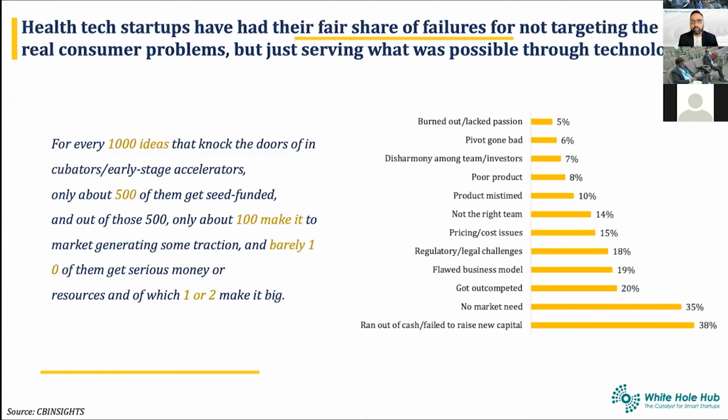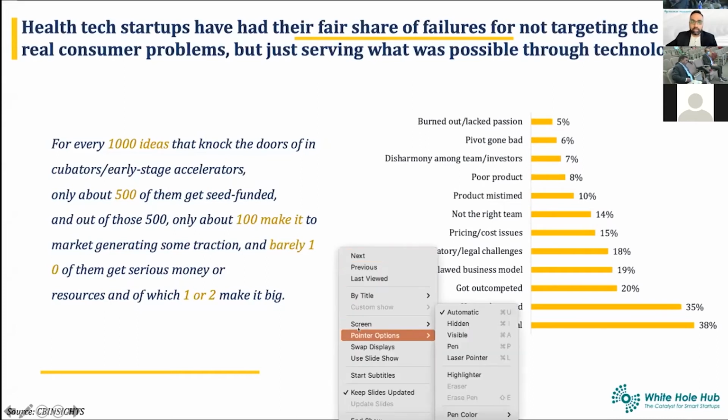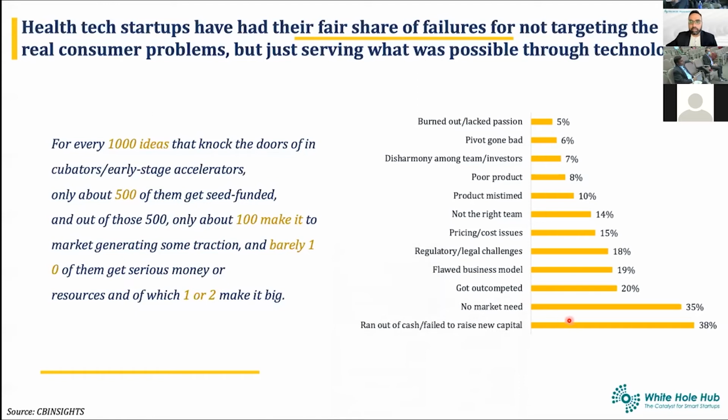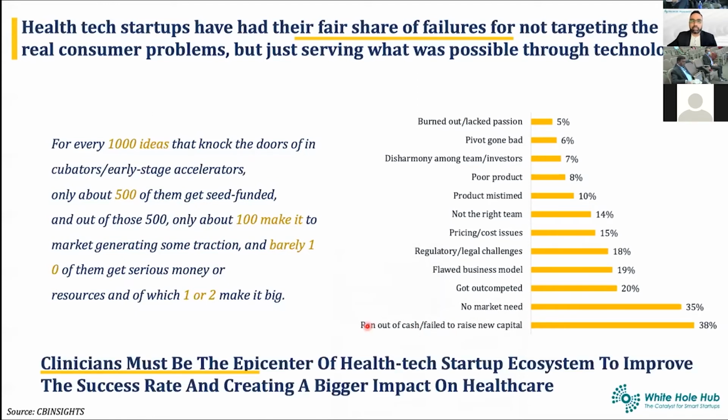35% of them are failing because whatever they are creating, the product or service, there's no market need for that. And of course, 38% of them run out of capital. I want to touch upon the capital. So the question is, why are 35% of them unable to make their ideas work for the region? Simple. When we started looking at these factors, we realized that most of these startups do not have clinicians in their team.